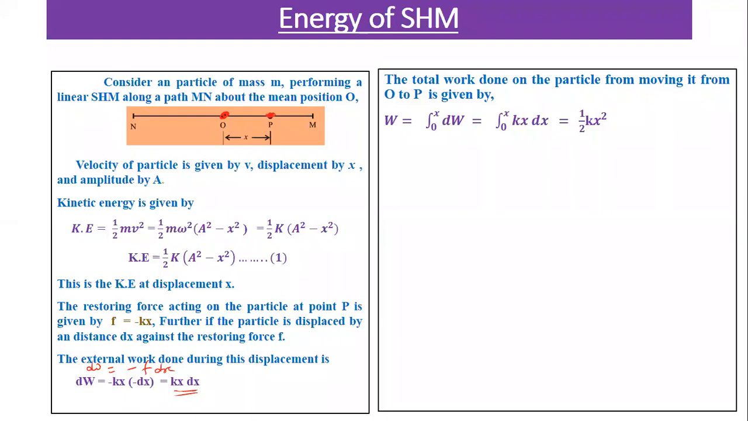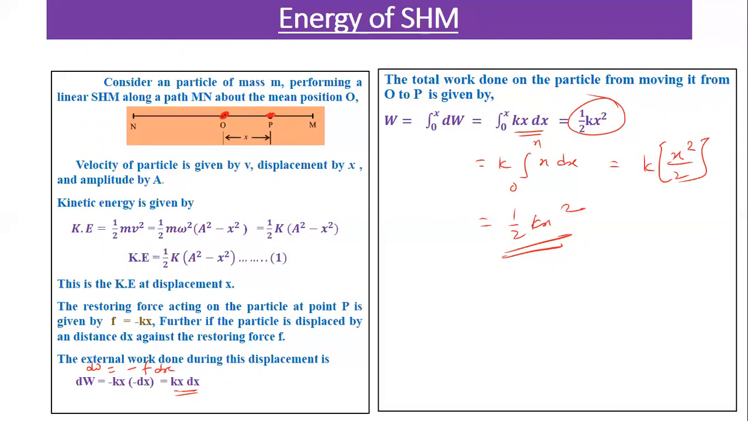So here it is kx dx. k is a constant, taken outside. So we get k integration x dx. Integration x dx is how much? x square by 2. After substituting this limit, we get x square by 2. So 1 by 2 kx square we get. So it is written here.